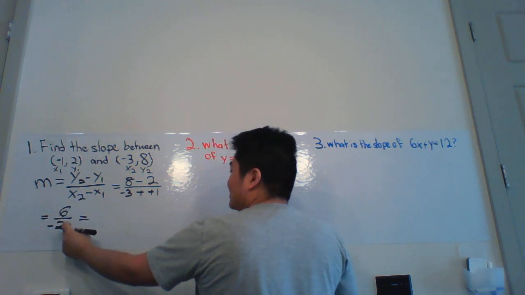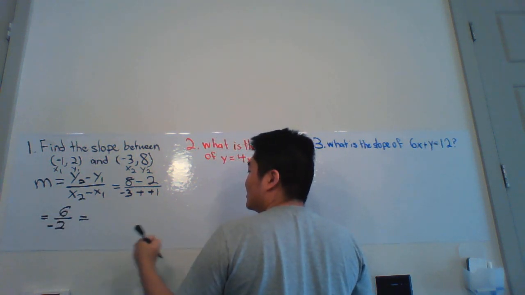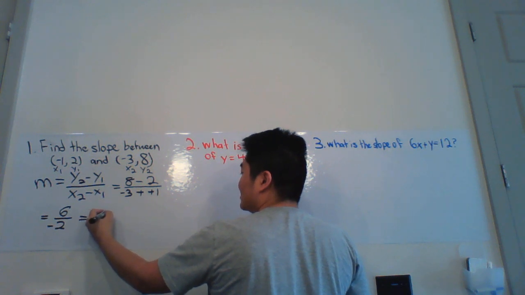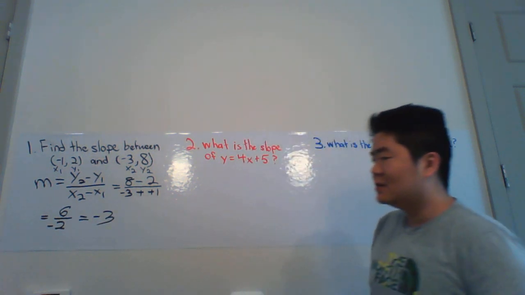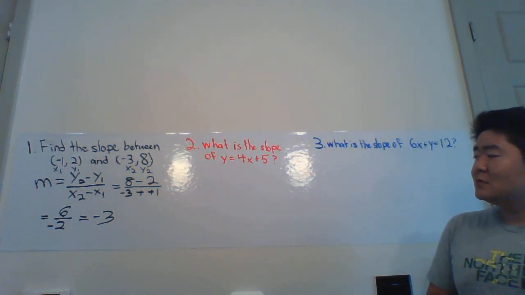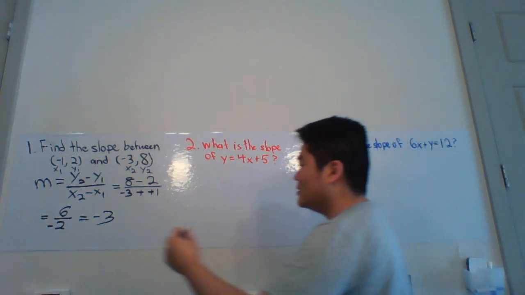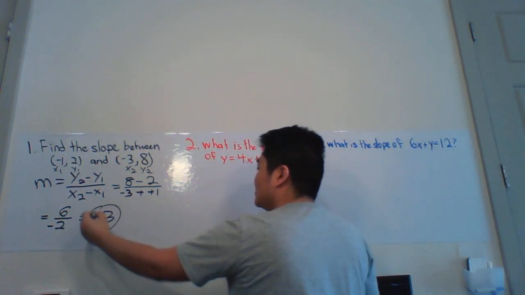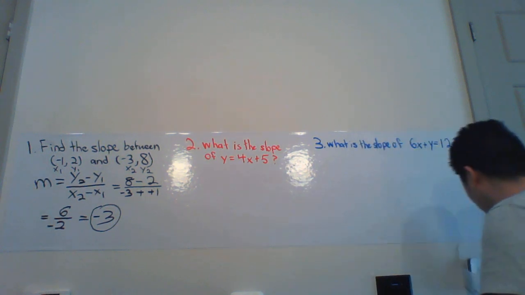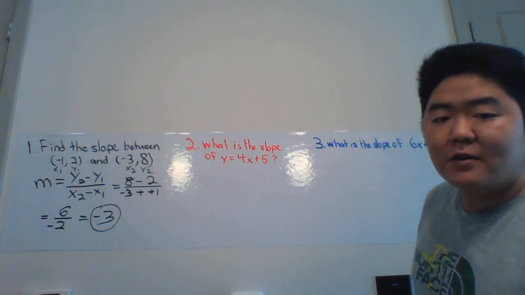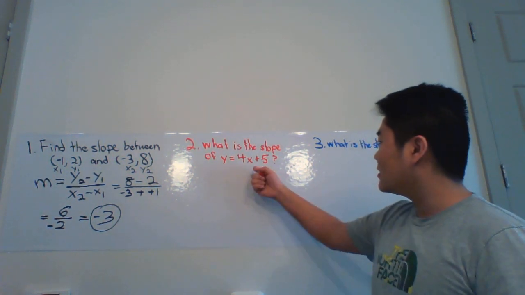So I've got 6 over -2. You can go ahead and divide those, and you should get -3. And that's pretty much it. That is my slope for number 1. Not too bad.